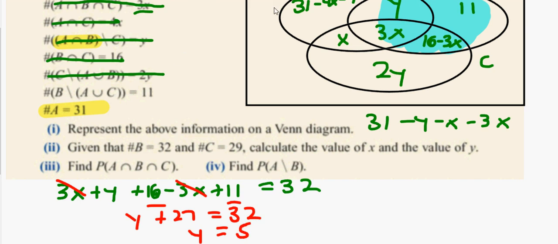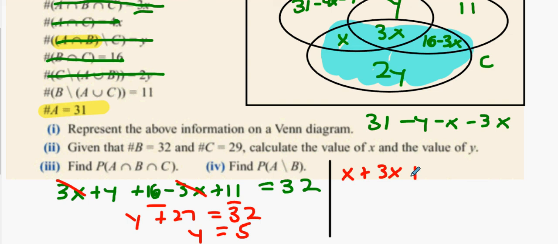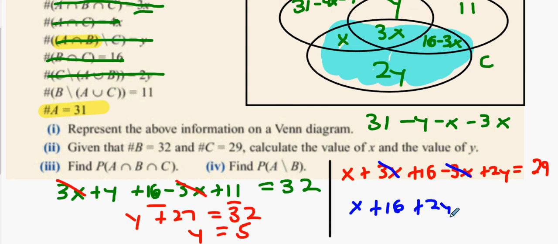Let's work on the next part then. It tells us what C is. What do we need to do with all that information? Equal it to 31. X plus 3x plus 16 minus 3x plus 2y equals 29. Anything cancel? What's left then? X plus 16 plus 2y equals 29.